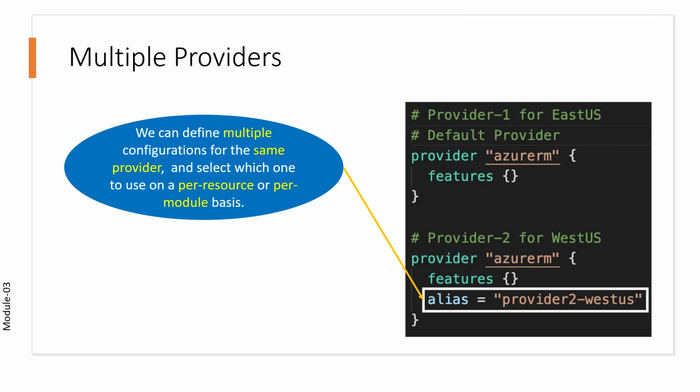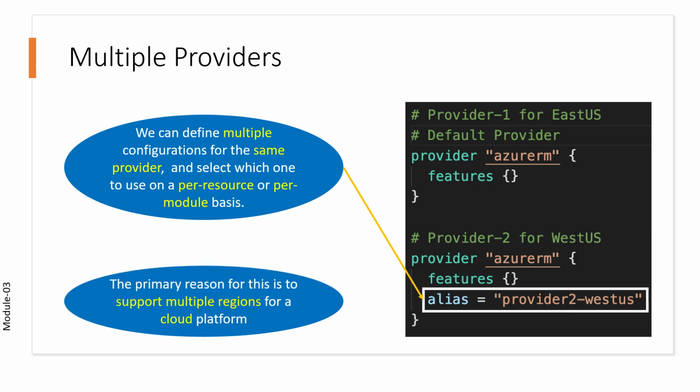When we say Terraform multiple providers, it simply means that we can define multiple configurations for the same provider and select which one to use on a per resource or per module basis. The primary reason for this is to support multiple regions for a cloud platform. As you can see here in a diagram.